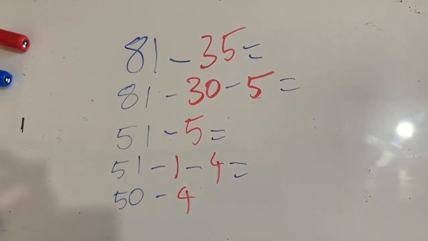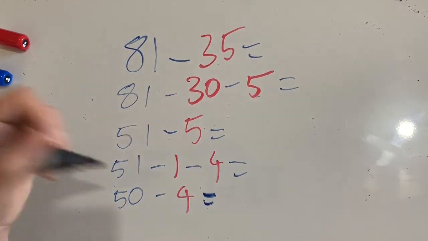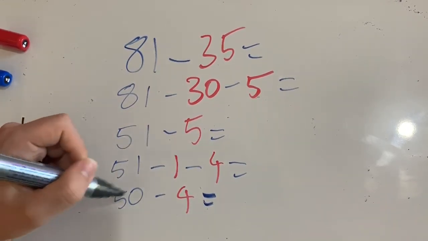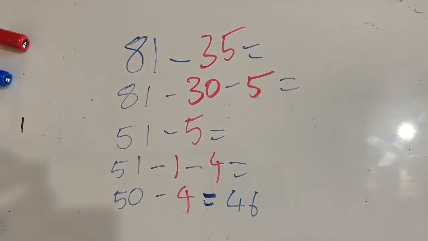This is a nice easy question now. I can get a solution. So 10 minus 4 is 6. So 50 minus 4 is 46. And that is my solution.